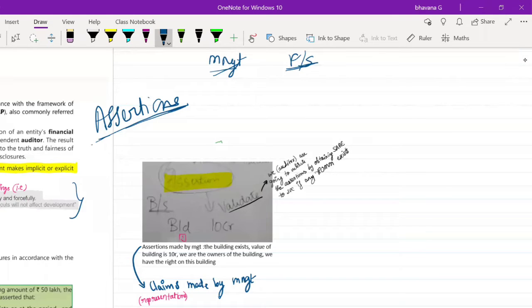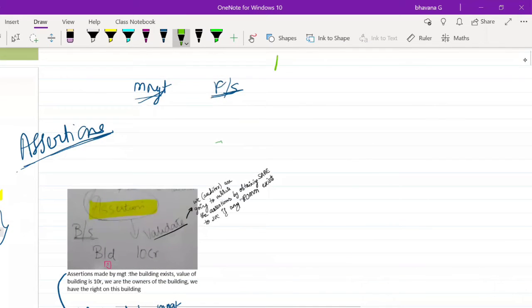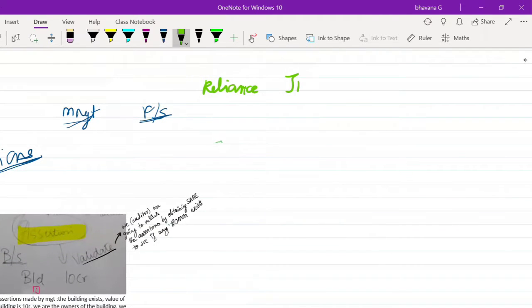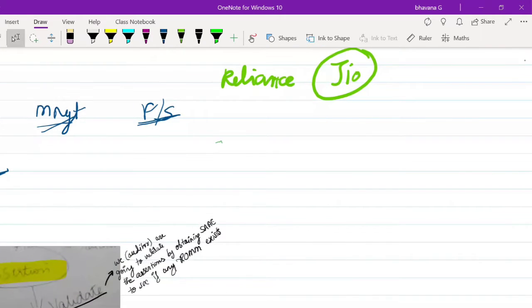So suppose we'll take the example of Reliance company. Okay. And in that we'll take the example of Jio. So the management of Jio, or the management of Reliance, have released their financial statements. Okay, we'll take that they have shown their trading account. In the trading account, you know that you will be shown sales, right?